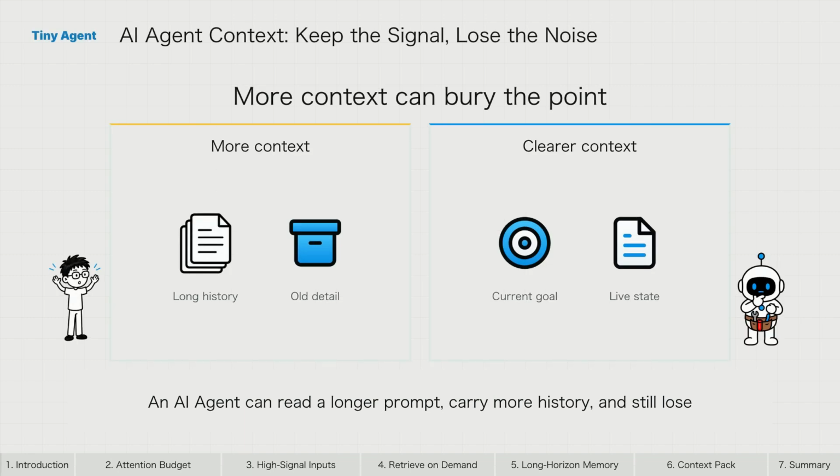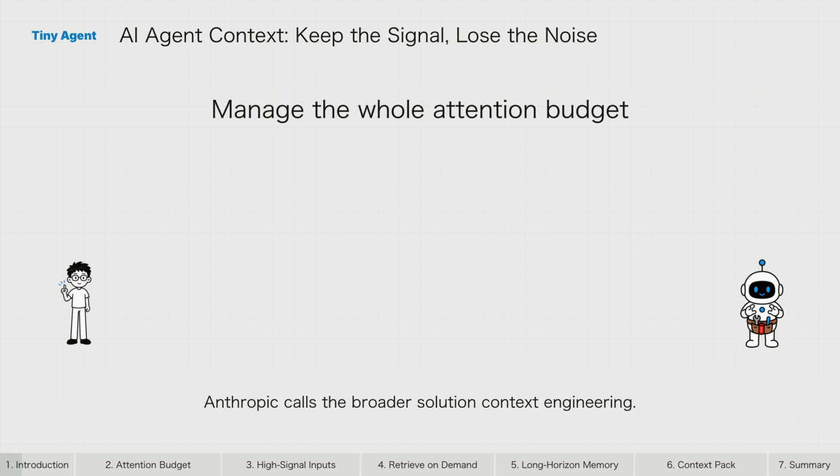An AI agent can read a longer prompt, carry more history, and still lose the point. The failure is not always missing information. Sometimes the decisive instruction is buried under status updates, tool output, examples, and old decisions that all compete for attention. Anthropic calls the broader solution context engineering.